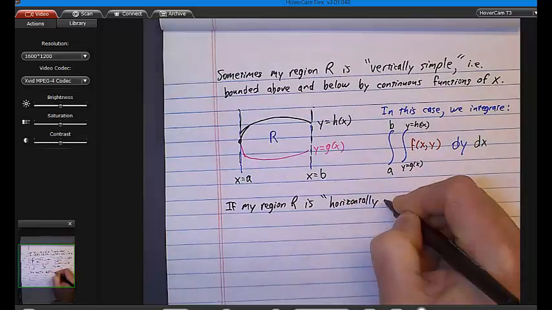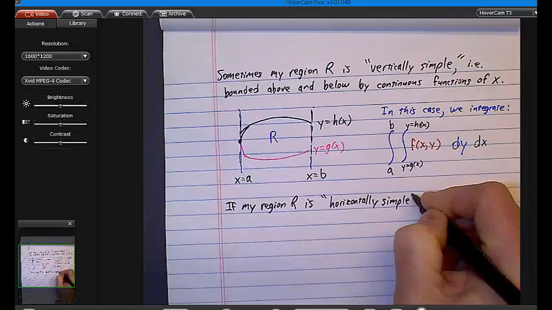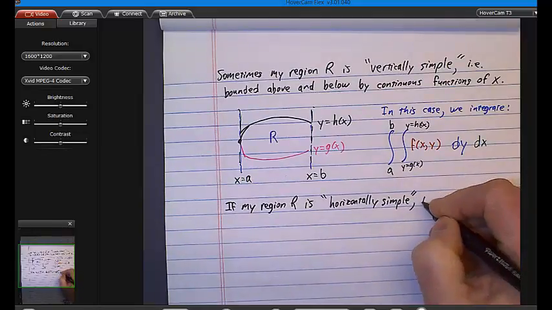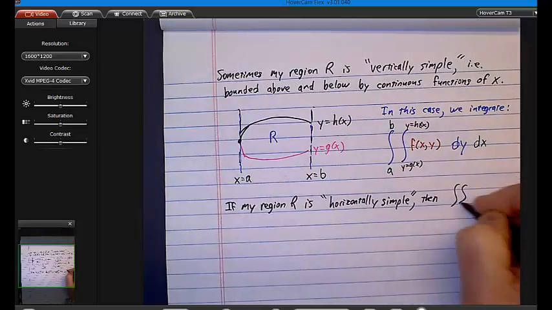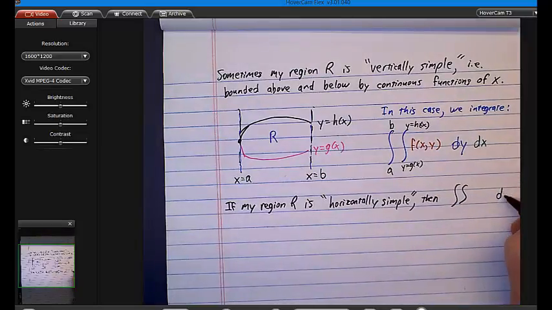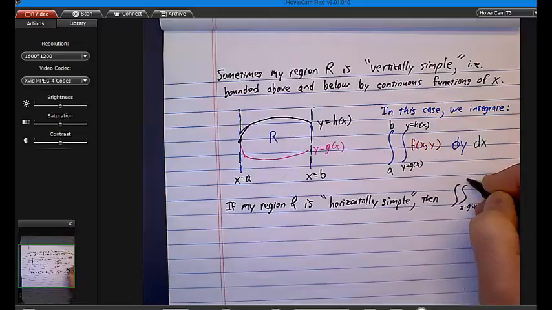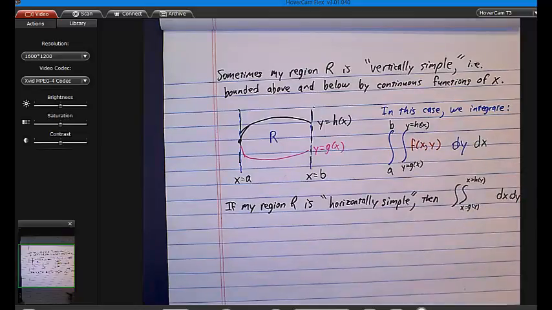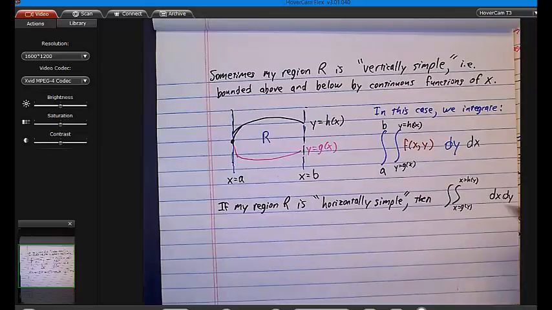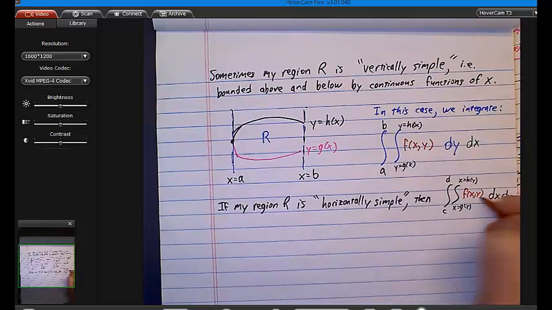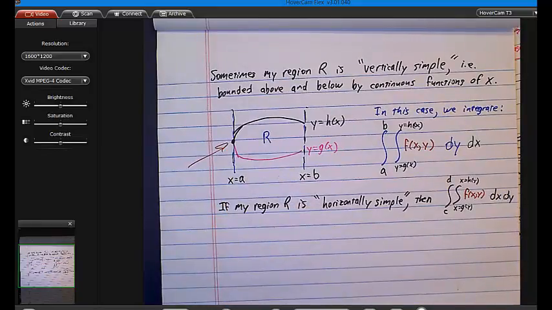Horizontally simple. I don't want to define it, but you can imagine what that means. Then we can set it up this way. We're going to set it up with dx on the inside and dy on the outside, right? And so this will be x is g of y and x is h of y. And then the outer numbers, again, I'll just put c and d because they're numbers. And again, this is my f of x y. So it really comes down to sketching the region, and that tells you what to do.